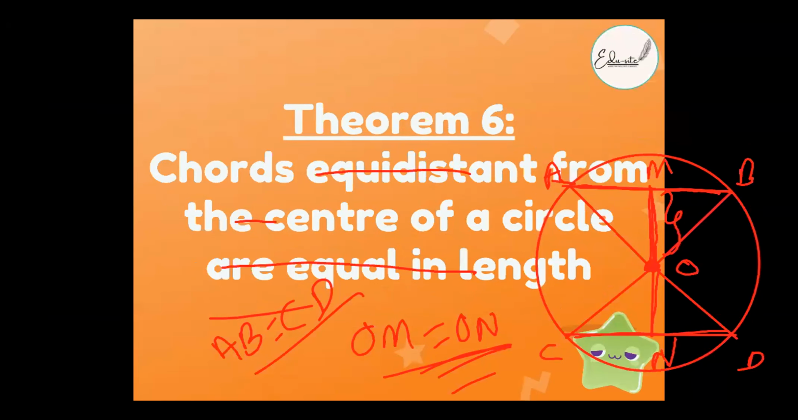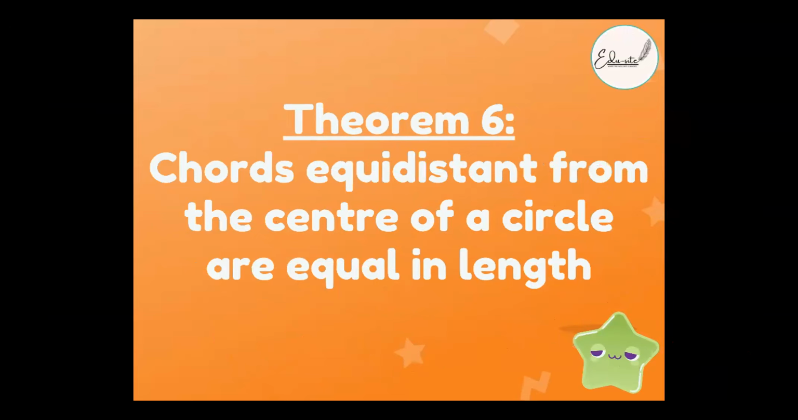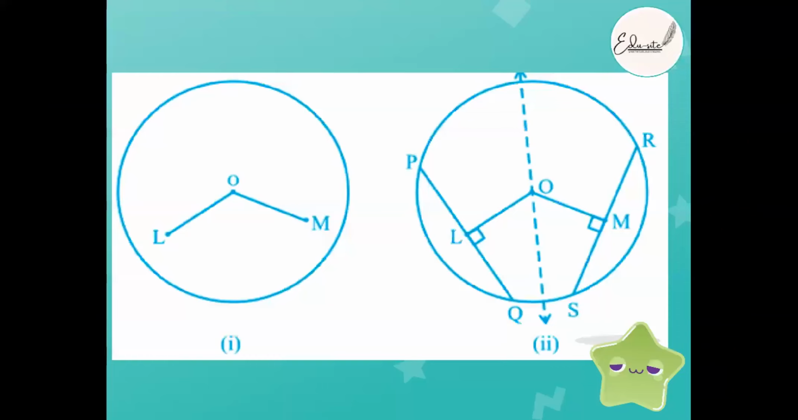What about theorem number 6? It is just the vice versa of theorem number 5. It states that chords equidistant from the center of the circle are equal in length. If OM and ON are equidistant from the center, if OM is equal to 2 and ON is equal to 2, then AB is equal to CD. Then the chords are equal. Now, can you please state theorem 1 to 6 without seeing your textbook?